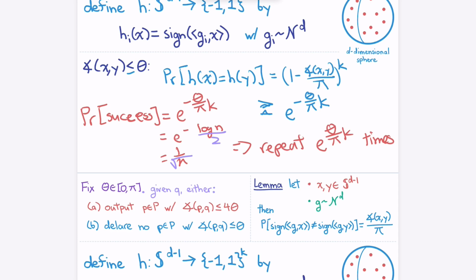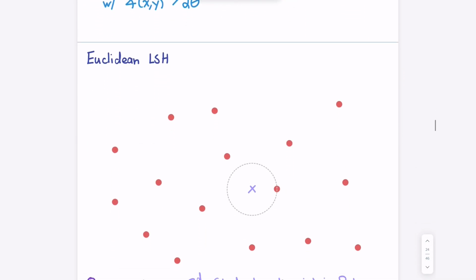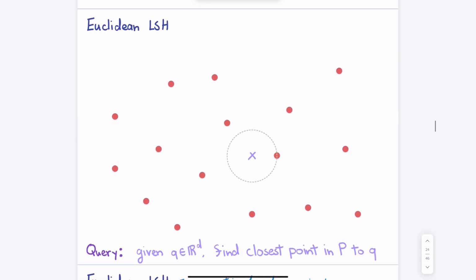So what we'll do next time, since we've spent today's time, is look at the Euclidean case. We'll do a different algorithm, but with the same principle. I want to come up with a hash code so that nearby points are more likely to hash in. So our goal next time will be to come up with an LSH for Euclidean distance.